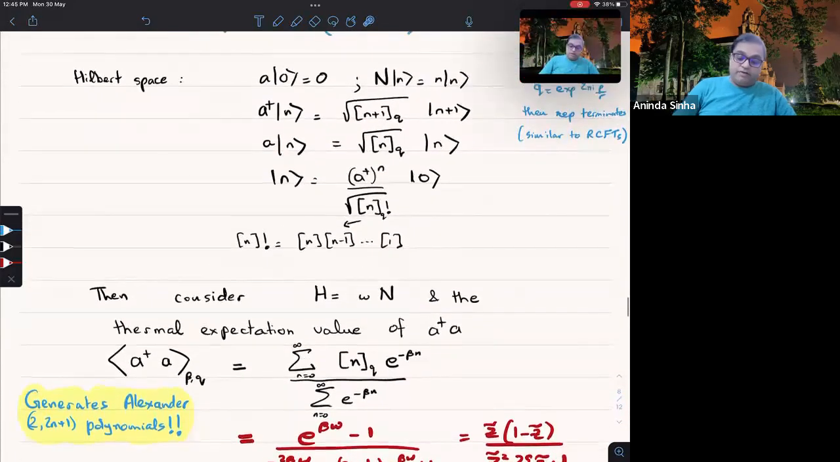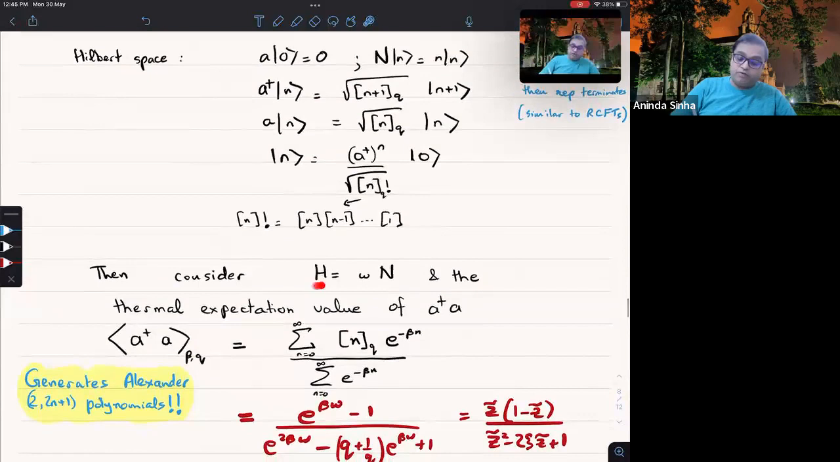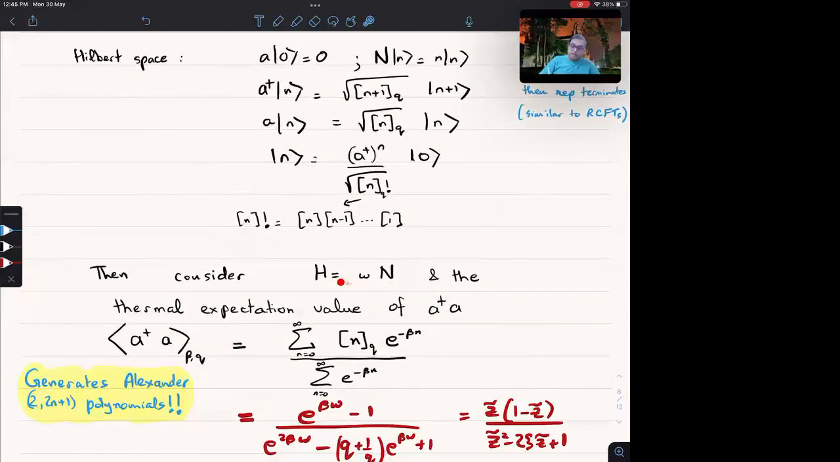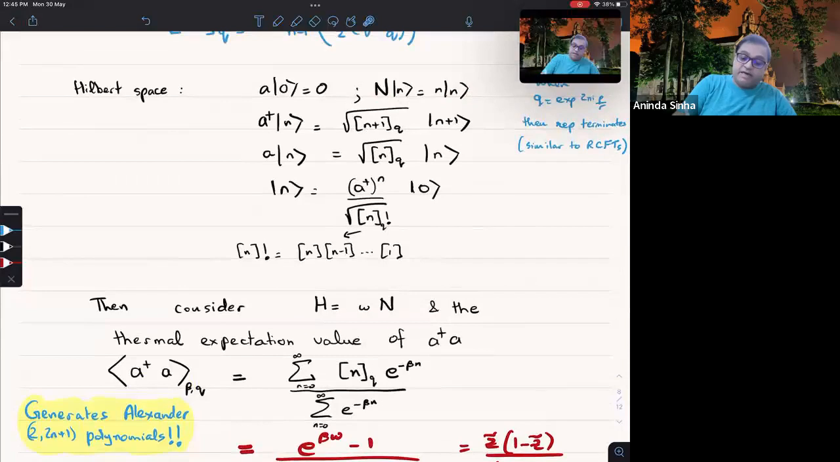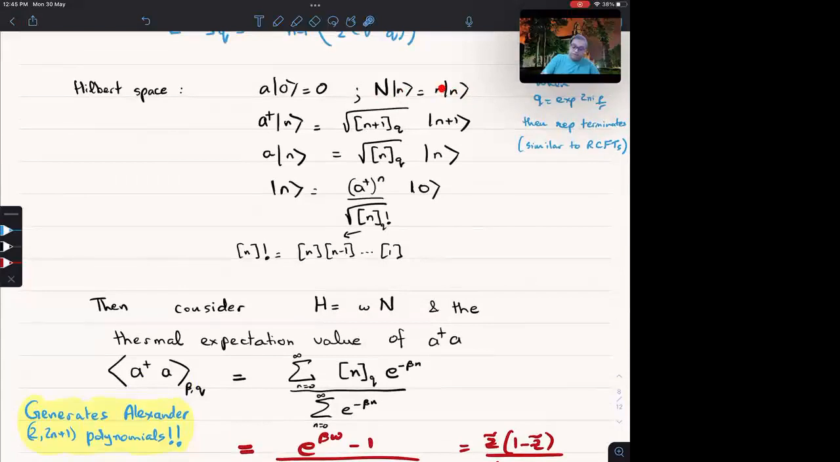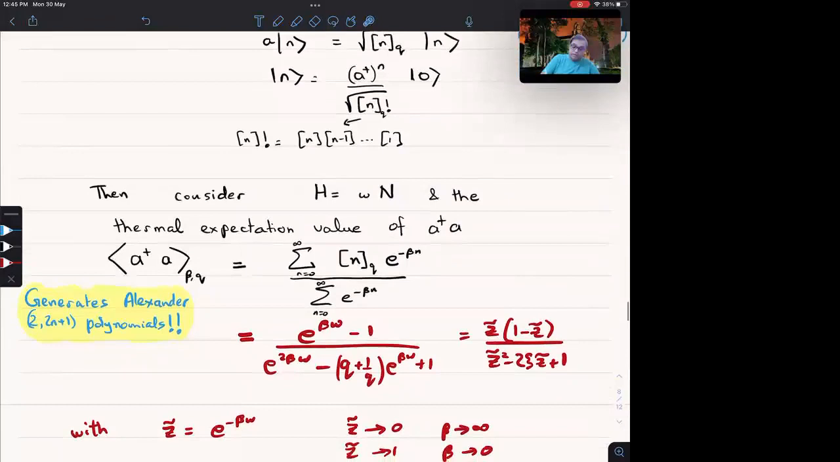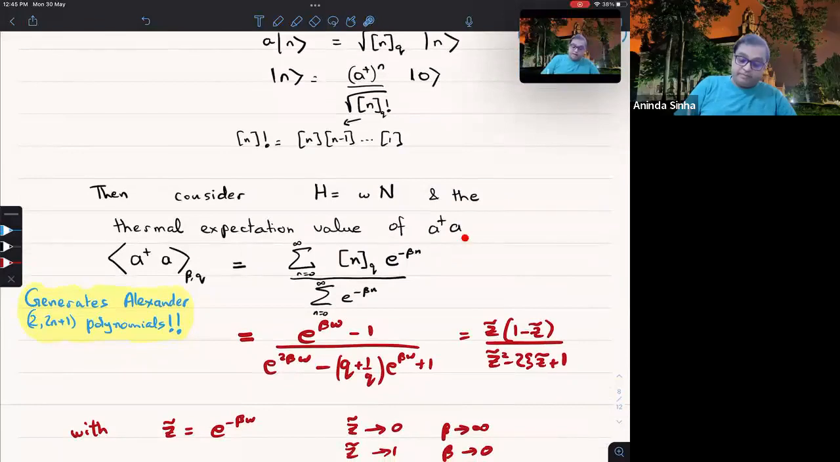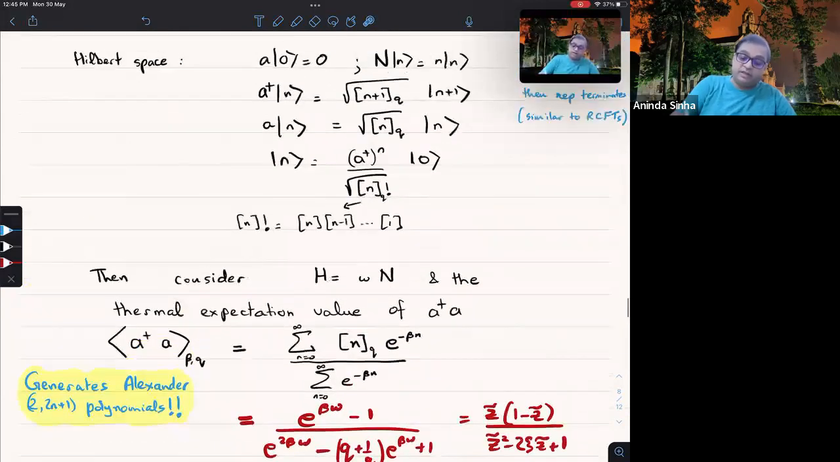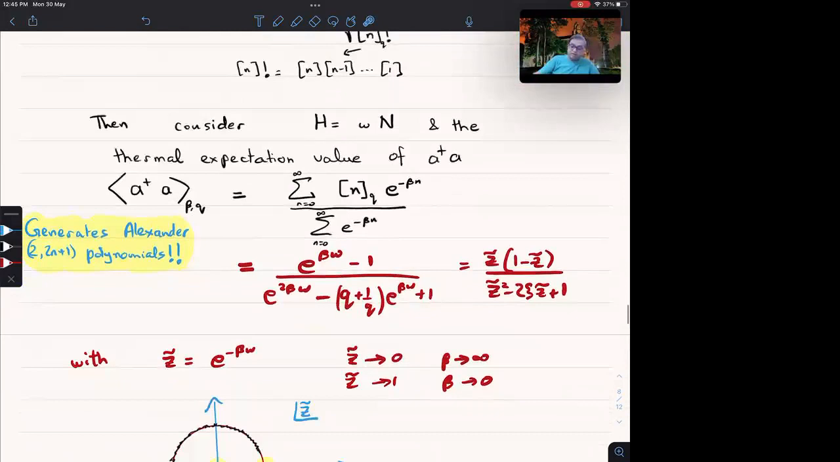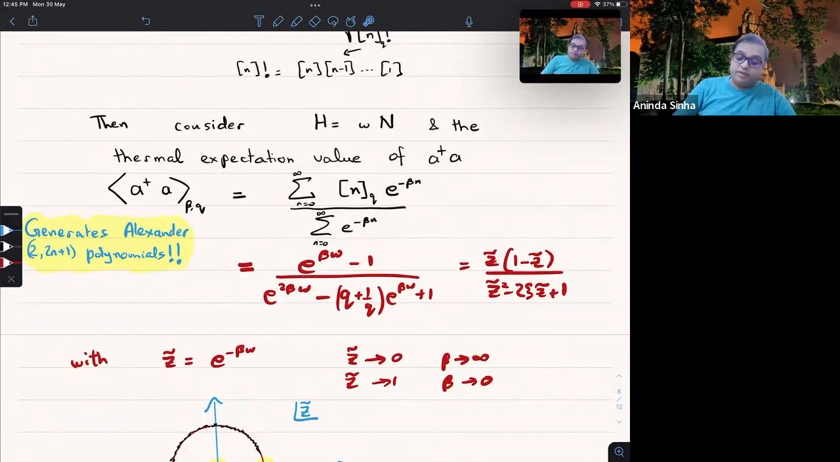Now, it's a very simple exercise: if you start off with a Hamiltonian that is given by this, because of the fact that N acting on N is equal to little n times N, you can consider the thermal expectation value of A dagger A. So the thermal expectation value of A dagger A is simply the Q numbers weighted by e to the power minus beta n. Why is it e to the power minus beta n? Because n acting on capital N is just little n times the state. That's why it's just e to the power minus beta n. And then you work it out. You can do the sum explicitly. You will get this expression here.